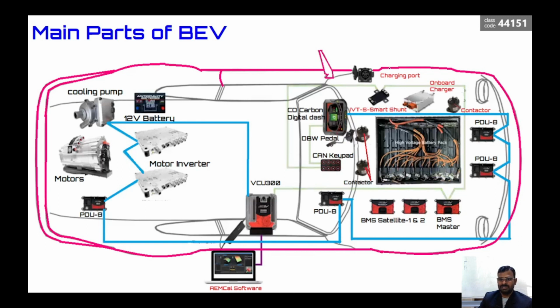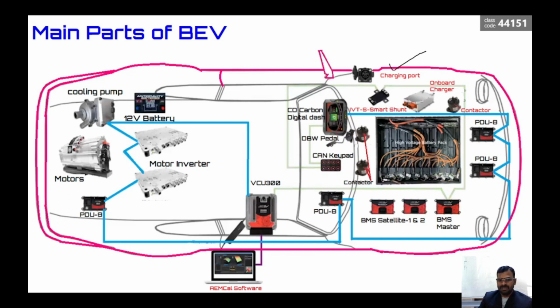Let us start from the charging port, where you connect the AC supply from the utility or the charging point. From this charging port, the AC supply is given to the onboard charger. This onboard charger converts this AC into DC, and the voltage levels are maintained according to the voltage level of the high voltage battery. It is sent through the contactor, and through the contactor it goes to the battery bank. Once the battery is receiving the power, it starts charging.